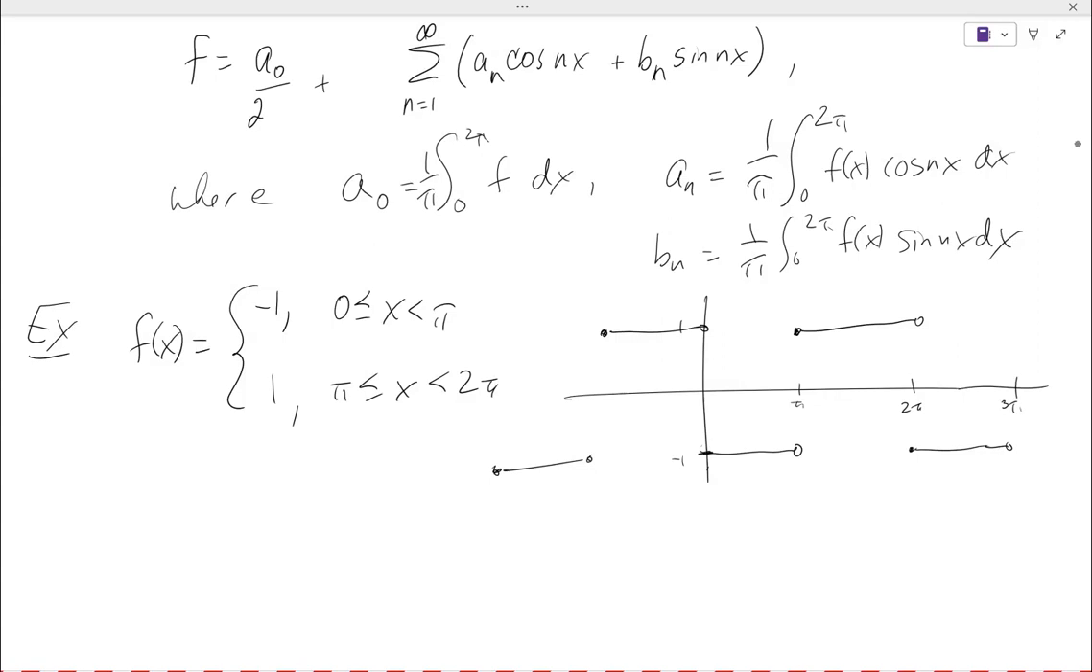This function's not continuous, right? Definitely not continuous. So it definitely will not be in the space generated by those trig functions, no matter how many trig functions I've used. What our goal here is to try to approximate this function using a trig polynomial, to see how good an approximation we can get. Okay?